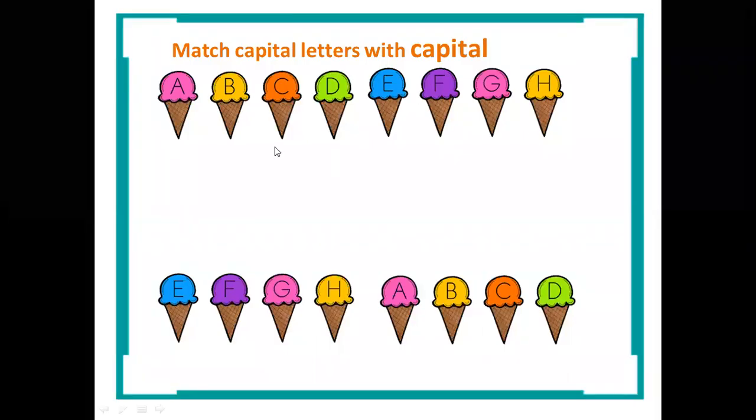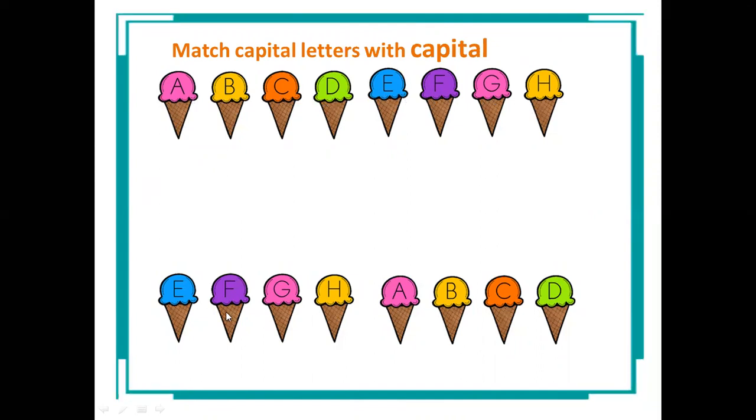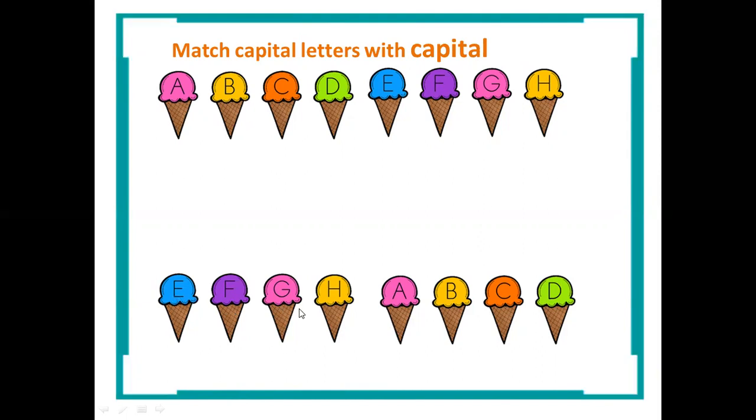Now it's time for activity. It's going to be very interesting, okay? You will match capital letters with the capital letters, okay? There are letters written on the ice cream, like look here, A, B, C, D, E, F, G, H. Well done. Okay. Now there are also the same letters down, but they are not in order. What you will do, you will find the same letter and then you will match.